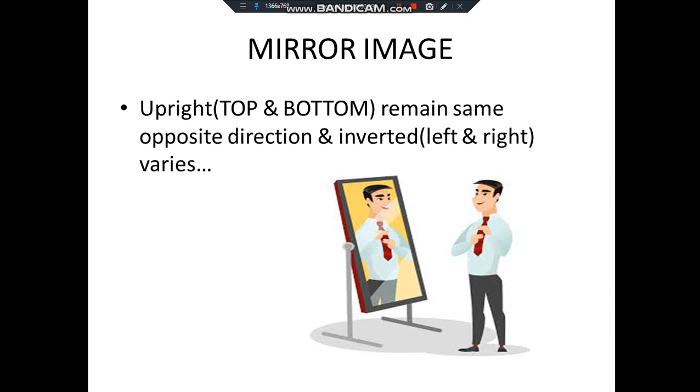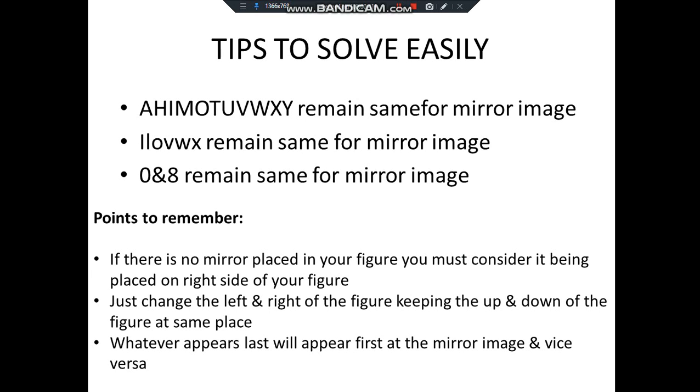Okay. Some tips to solve easily. Whenever you get questions based on alphabets and numbers, keep these things in mind. Capital letters A, H, I, M, O, T, U, V, W, X, Y remain the same even in your mirror image. Small letters i, l, o, v, w, x remain the same in your mirror image. And the numbers 0 and 8 also remain the same in your mirror image.